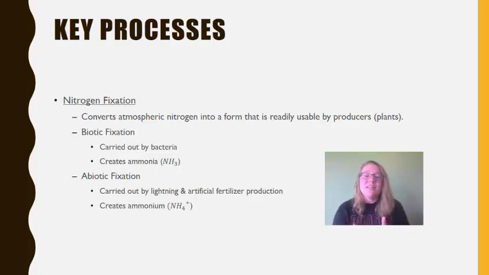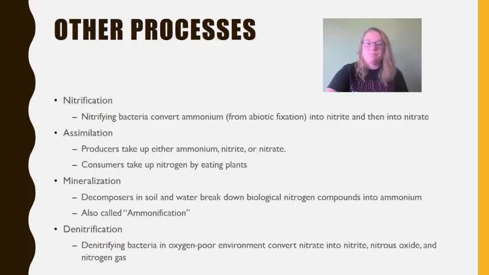Abiotic fixation is done by bolts of lightning, which is pretty crazy. It also happens when humans do artificial fertilizer production. Basically, they're making artificial lightning that does this chemical process. And that creates a slightly different form of nitrogen. It creates ammonium, or NH4+. Either way, both of these forms are actually usable by organisms, such as producers.